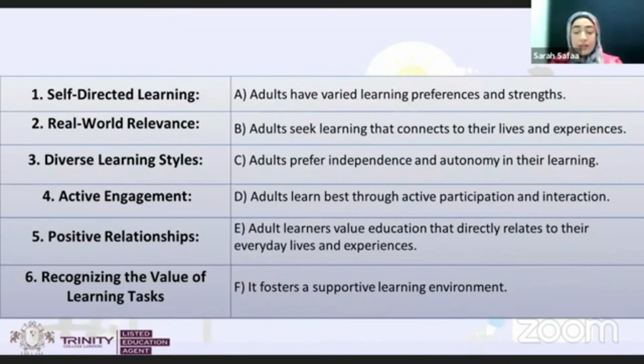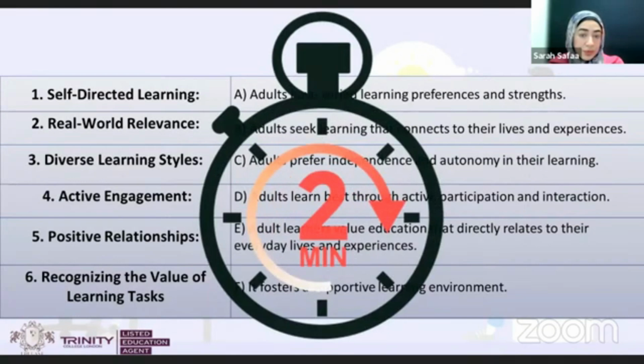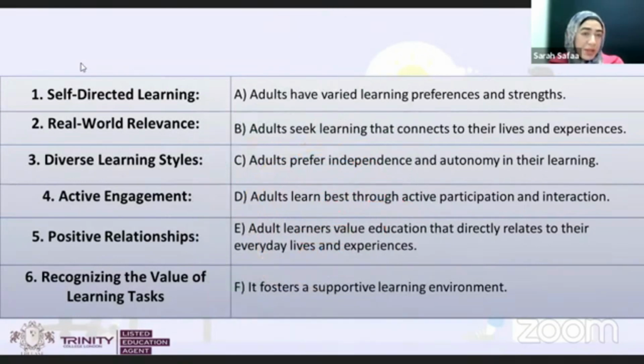This was actually a task that you should think about and match, but I'm going to provide all of you with the answers right away. Does anybody want to participate, to go through and think about what self-directed learning is?